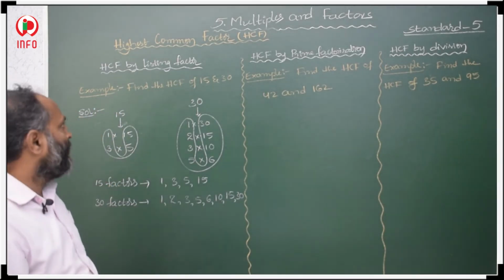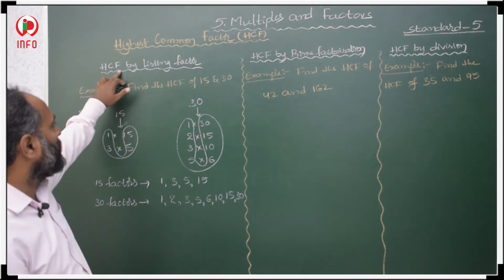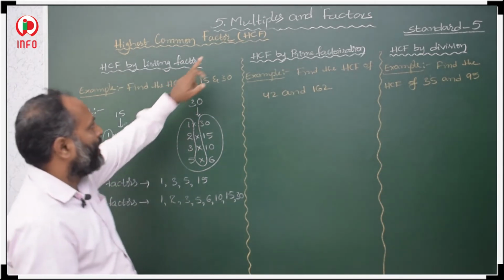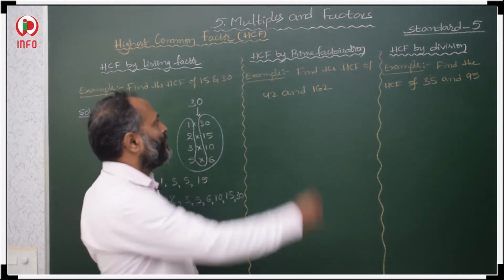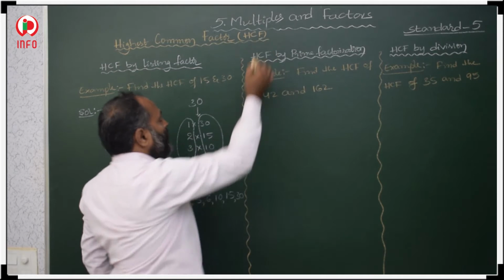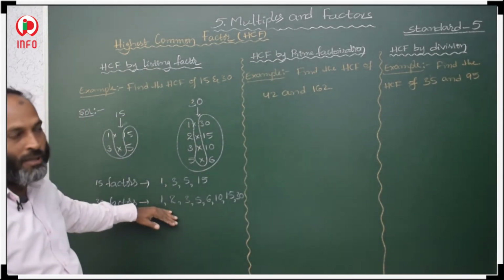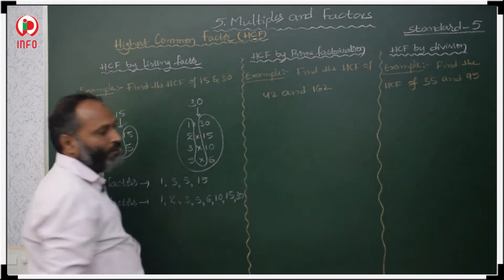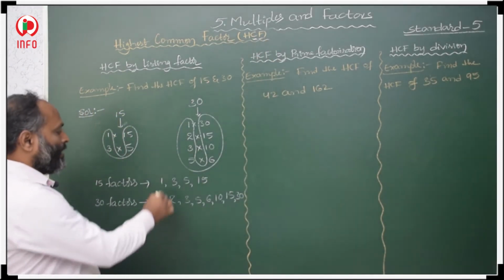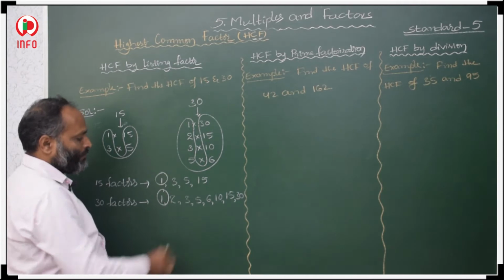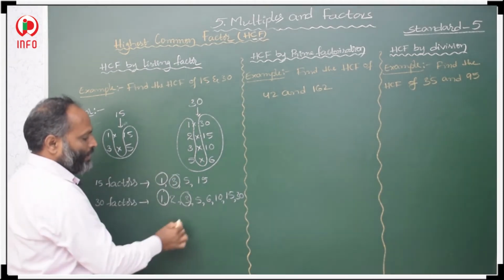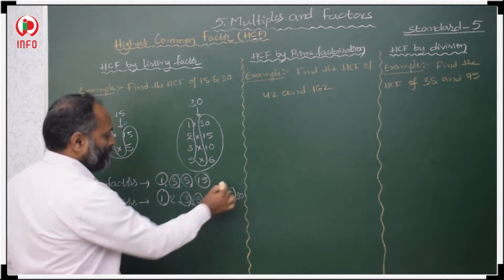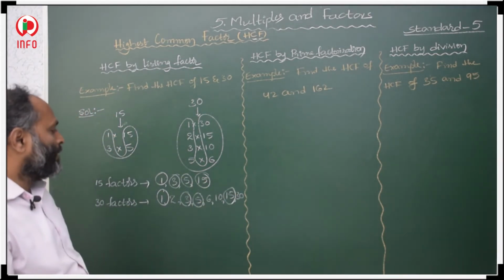After that we have to check the common factors. In HCF, first we have to write the factors. The factors process is over. Then after that, common factors. We have to check which ones are common. 1 is common in both, 3 is common in both, 5 is common in both, and 15 is common in both. 1, 3, 5, 15 are common in both.